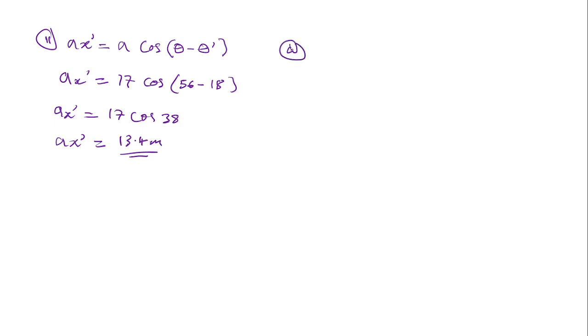Then the other one, which is our b, so for our b, we are going to say ay complement is simply equal to, we do the same thing, which is a sin theta, but in this particular case there is that complement theta which has come in, so we are going to say a sin, and then we are going to say theta minus theta complement, like that.